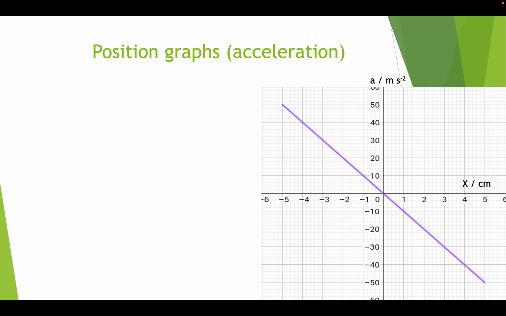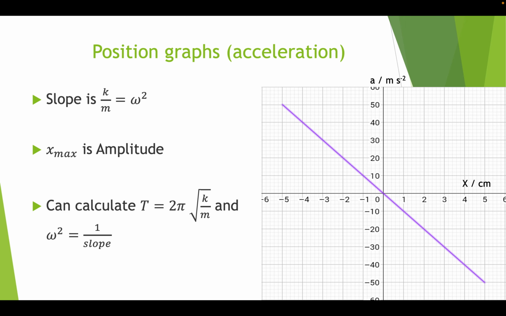A little bit easier would be if I had an acceleration graph. In this case, my y-axis is acceleration in meters per second squared, and my position again is in x. It's effectively the same graph, just different units on the y-axis. And my slope now is equal to k divided by m, or omega squared. So x max is going to be my amplitude. It's shown here, 5 centimeters. And I can easily calculate period and such from that slope.